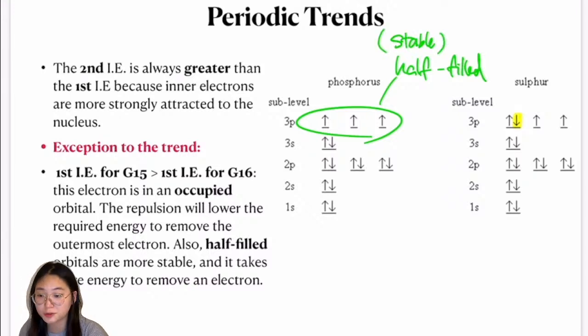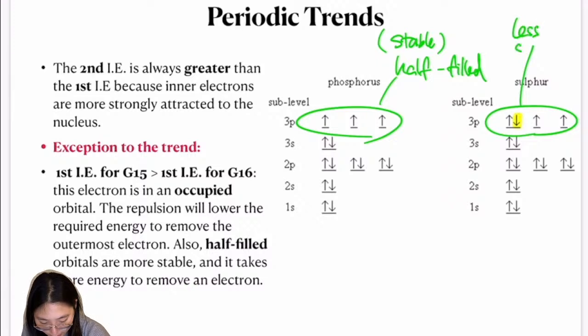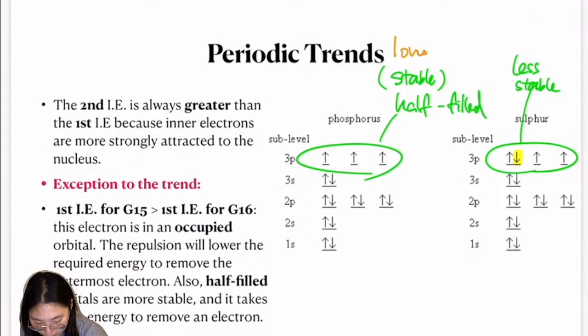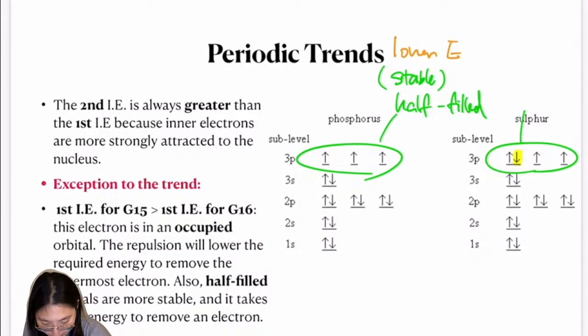On the other hand, sulfur has one more valence electron, or six valence electrons. It has 1, 2, 3, 4, 5, 6. So it has one extra electron in one of the 3p orbitals. So compared to phosphorus, this is less stable. And less stable always means higher energy. Stable is always lower energy, and unstable always means that it is a higher energy.